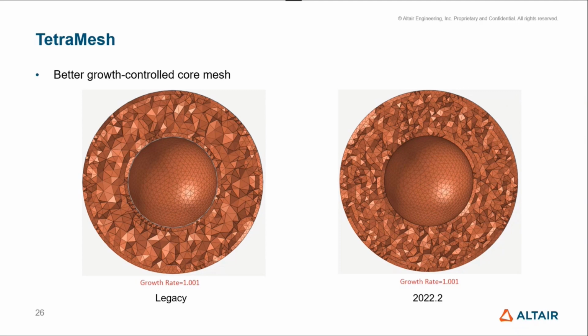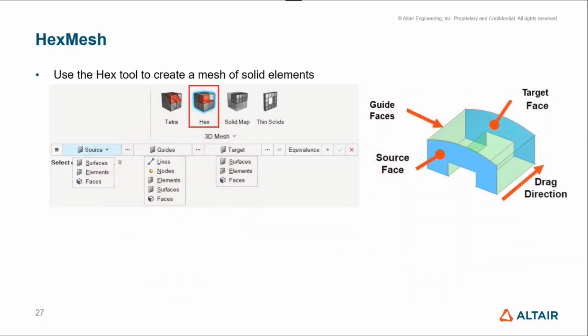If you can see the left side, after the skin, within the core it was growing higher. Now if you see the right side image, all the elements are the same size, so it gives a consistent size distribution within the core also. So this is a great enhancement with respect to Tetra.